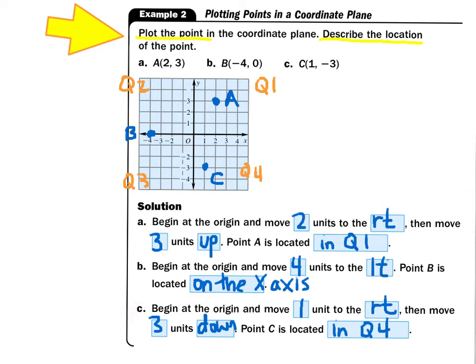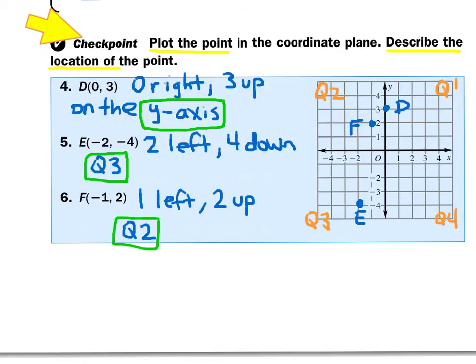Okay, look at C. They want us to graph (1, -3). So start at the origin. 1 tells me to move to the right 1, and -3 tells me to drop down 3. So I draw my point, a solid closed dot, I label it C, and then I want you to notice it is in quadrant 4.